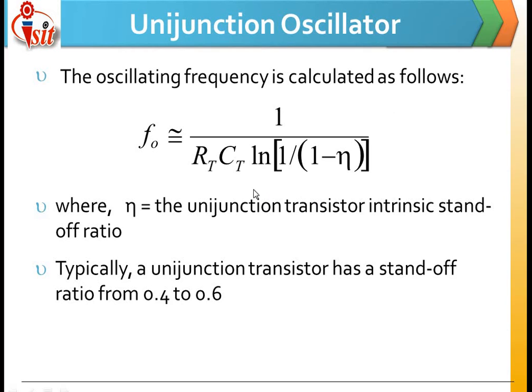Here eta is the unijunction transistor intrinsic standoff ratio. That means it is the ratio introduced by the unijunction transistor. Typically, a unijunction transistor has a standoff ratio from 0.4 to 0.6. That means the standoff ratio will vary from 0.4 to 0.6, and eta is the unijunction transistor intrinsic ratio.